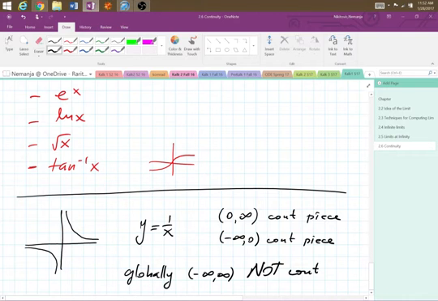But you can look at the piece, you can restrict the domain and say, I'm only going to look between 0 and infinity. And in that case, it becomes continuous, and you can use that theorem later on. So you have to be very careful with wording and the difference between continuity at a point, continuity of the pieces, and global continuity. They're all different, but they're obviously intertwined. Cool. That's it.